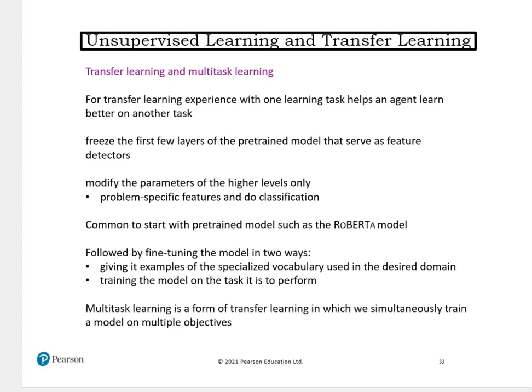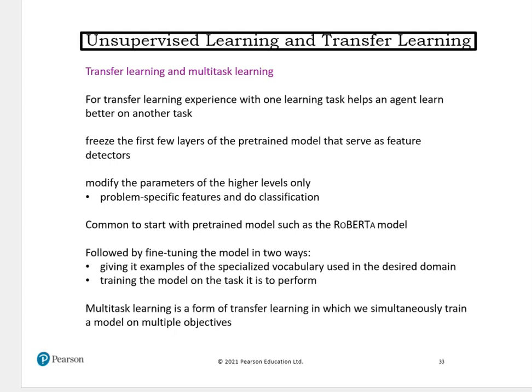Okay, so now we move on to transfer learning and multitask learning. In transfer learning, experience with one learning task helps an agent learn better on another task. For example, a person who has already learned to play tennis will typically find it easier to learn related sports like racquetball or squash. A pilot who has learned to fly one type of airplane will very quickly learn to fly another type.